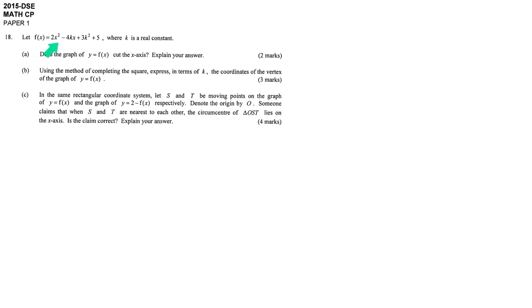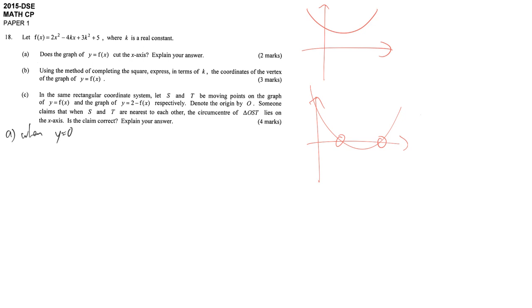So they give you a function, and then we have x squared, x, and constant. Does this graph cut the x-axis? That means they ask you, is this graph totally above the ground, or does this graph touch the x-axis like this? So the key point is we consider when y is equal to 0.